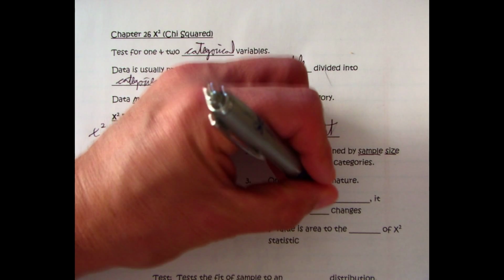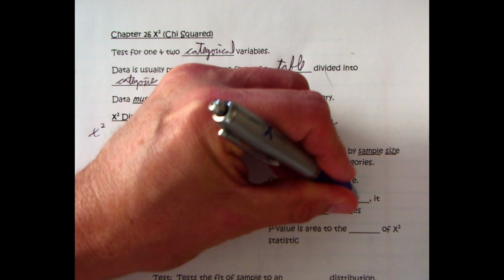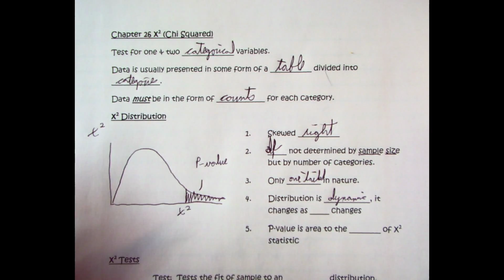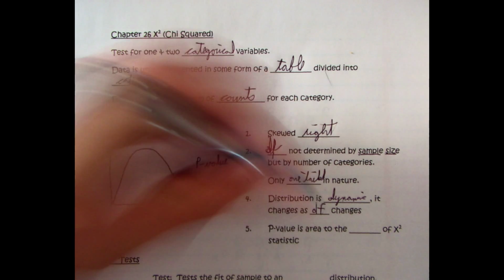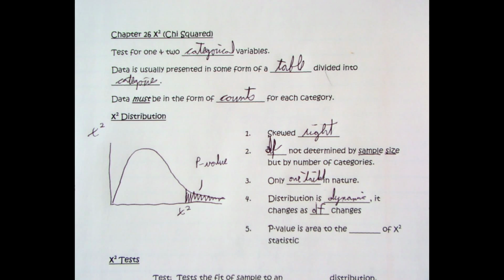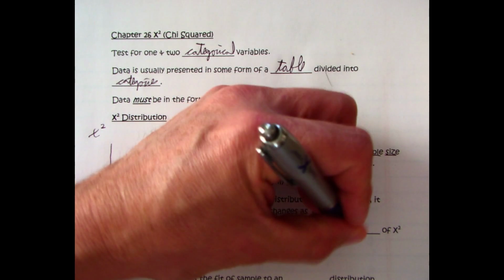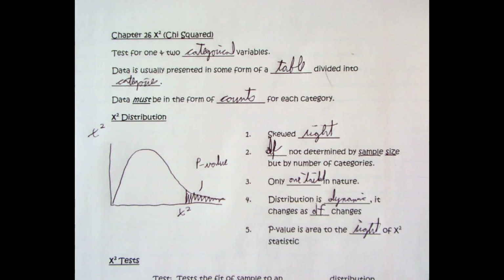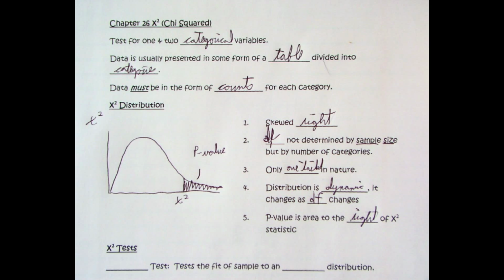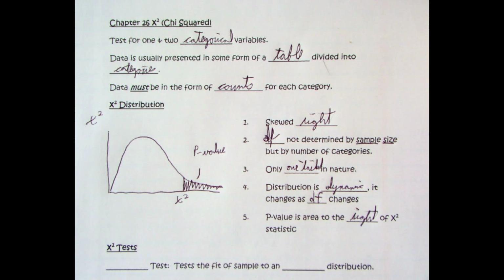The distribution here is dynamic, not static like a z-distribution. It changes as degrees of freedom changes, and I showed you that on the applet. If your degrees of freedom get larger, then it tends to get more symmetric. If your degrees of freedom are smaller, then it's very skewed right. And the p-value is the area to the right of the chi-squared statistic. Okay, so that's an overview of the chi-squared.